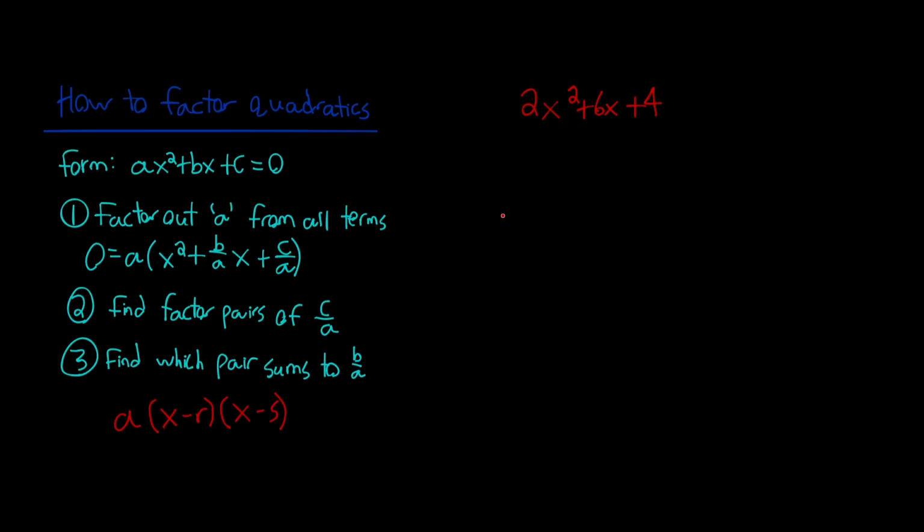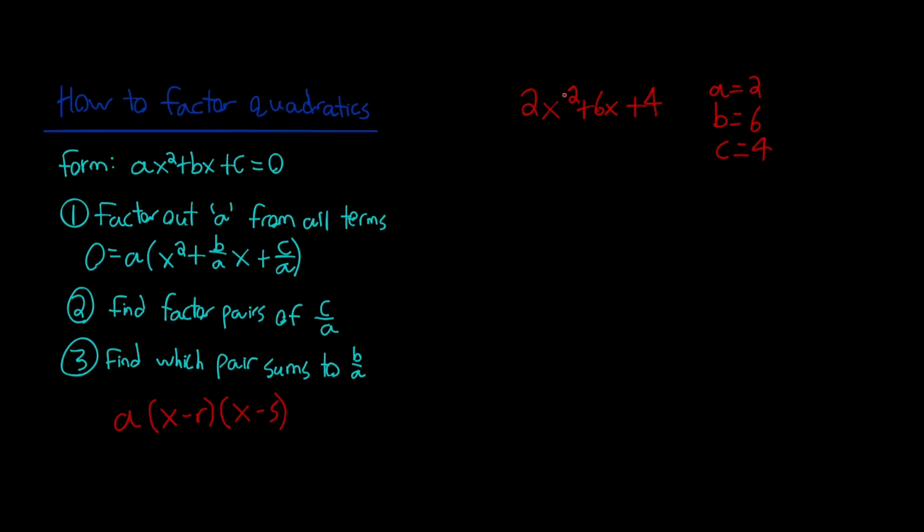Okay, so starting with this first example right here, we have 2x squared plus 6x plus 4. And if you remember from last time, this is actually the example that we left off on. So we're going to start by writing what a, b, and c are equal to here. a is equal to 2, b is equal to 6, and c is equal to 4.